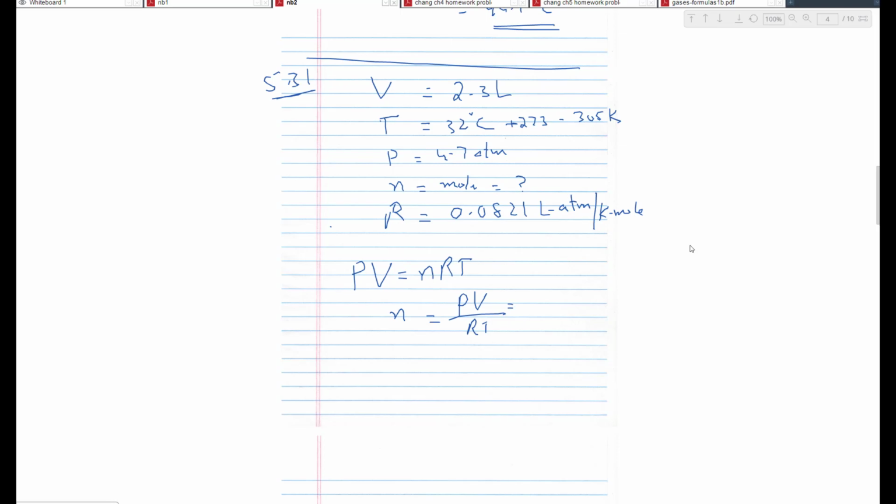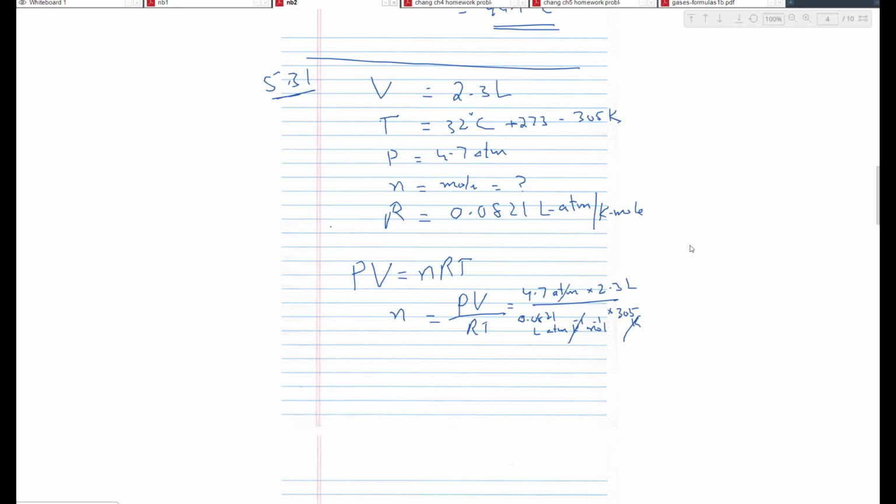You could check your work to see if you did it right. That's why I'm going to use this one. What is the pressure? 4.7 atmosphere. Volume is 2.3 liter. R is 0.0821. I'm writing liter, atmosphere, Kelvin inverse, mole inverse, per means inverse. And now the T is 305 K. Now let's see. K inverse and K cancel. Am I right? Yes. Okay.